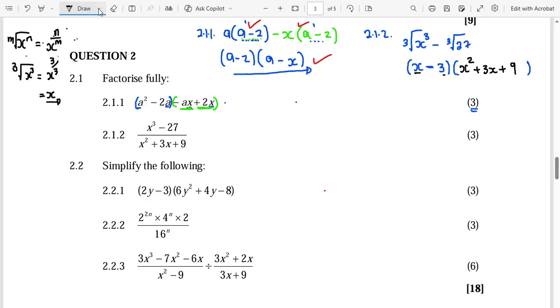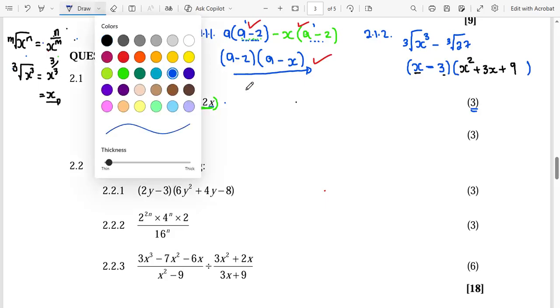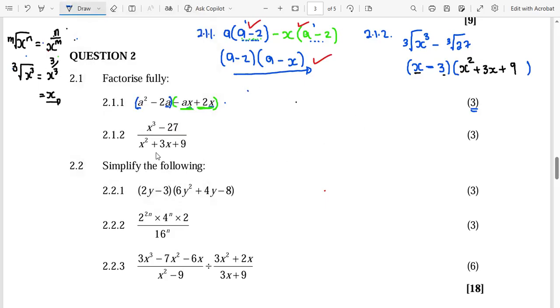Okay, so what's next? Remember, this equation is divided by x squared plus 3x plus 9. So everything here is divided by x squared plus 3x plus 9. I know, right? I know what you are seeing on your side. Now, this cancels, and to factorize this it's just x minus 3. Easy. Easy 3 marks. The most important thing is to understand how to factorize that cubic function.